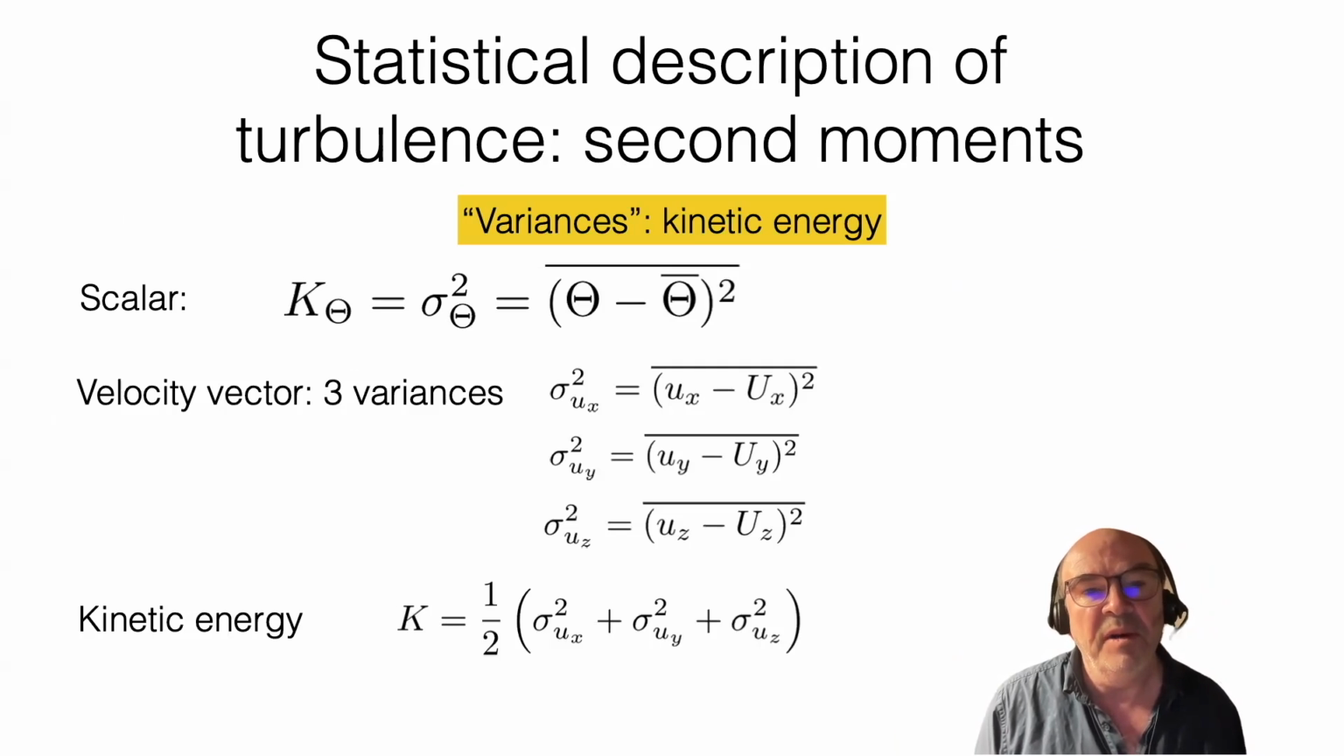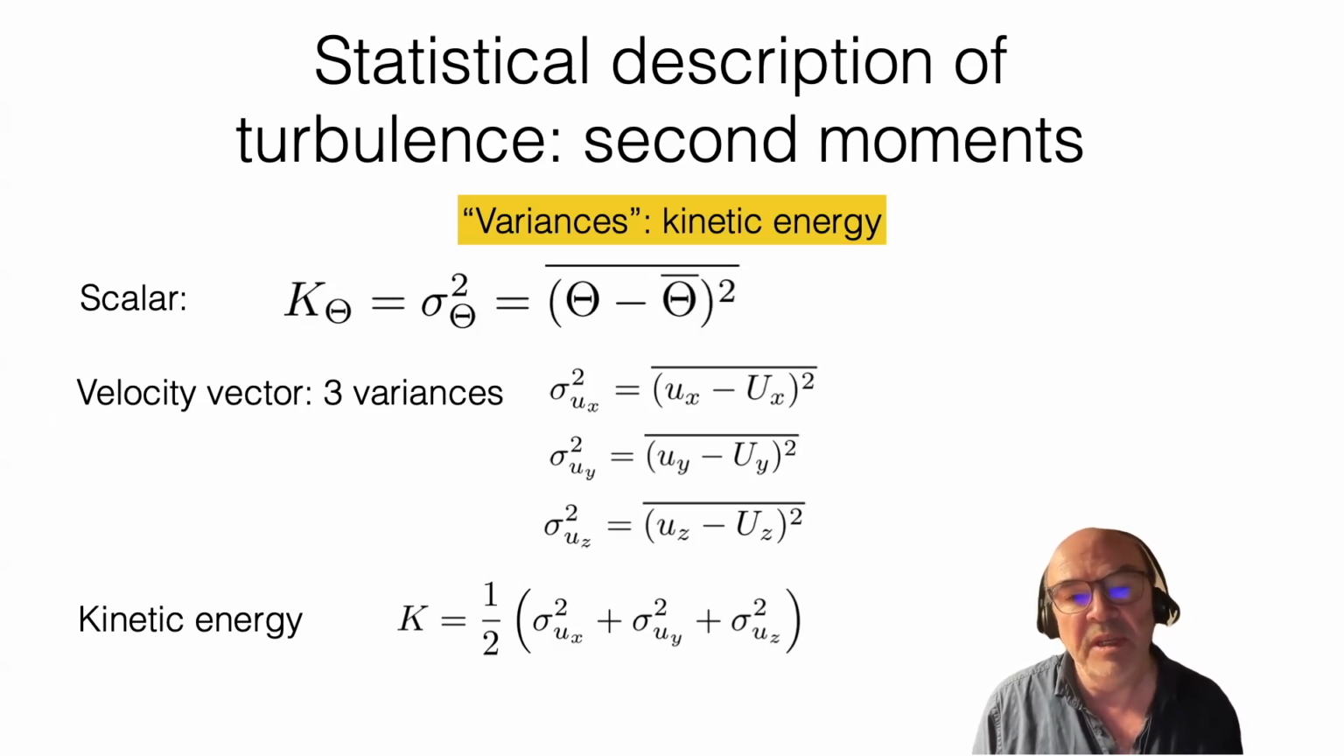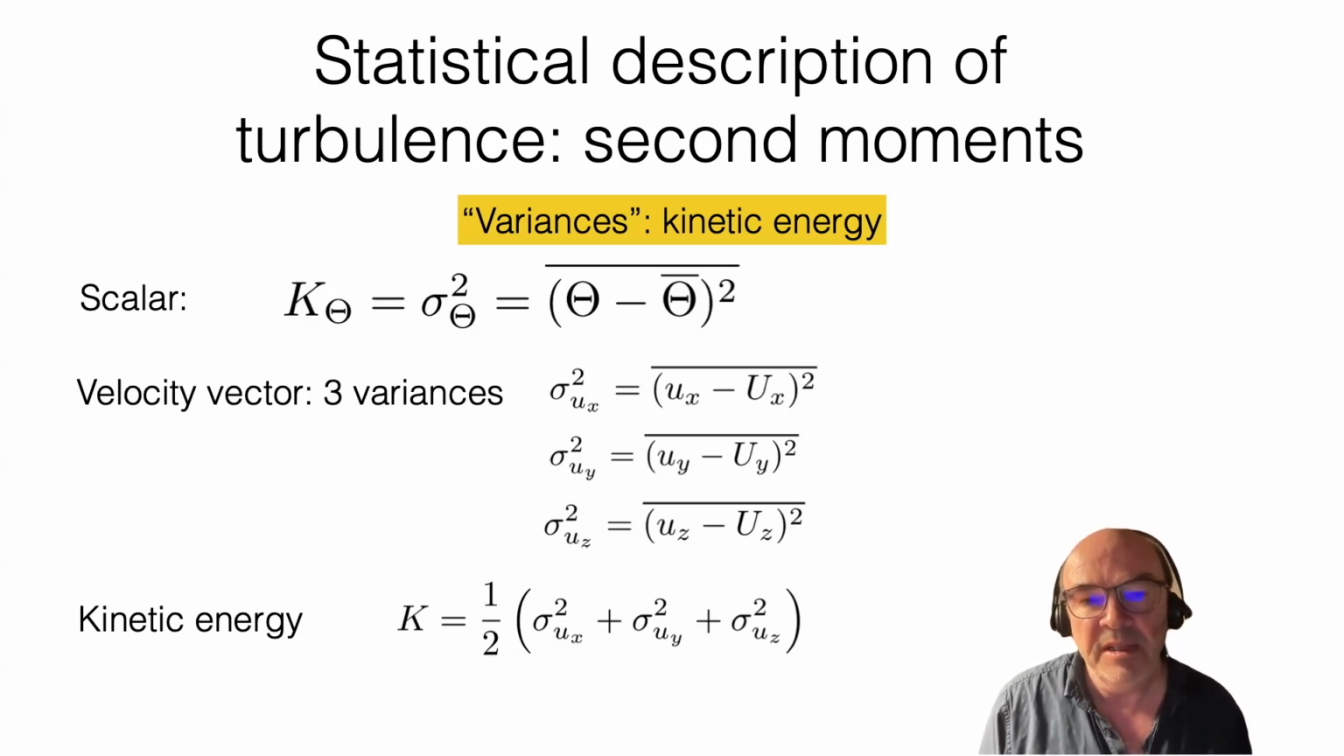We have the scalar variance. And for the velocity, we have 3 terms, so we will have 3 variances: variance for the x component, the y component, and the z component. If you add all 3 variances and divide by 2, you obtain something which is called the kinetic energy.